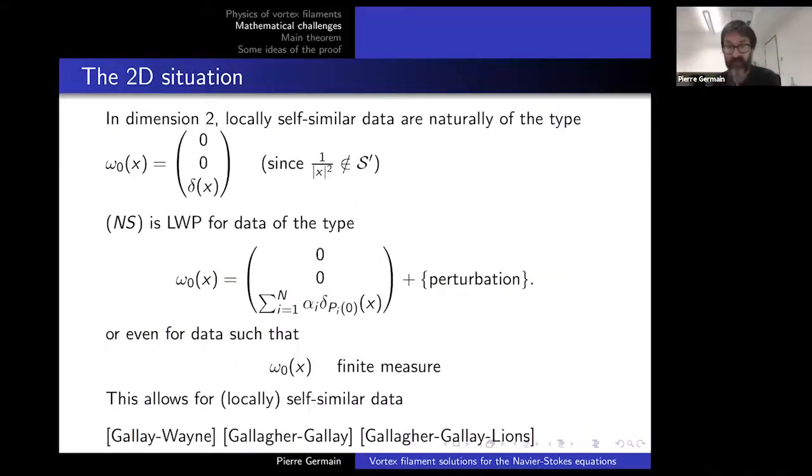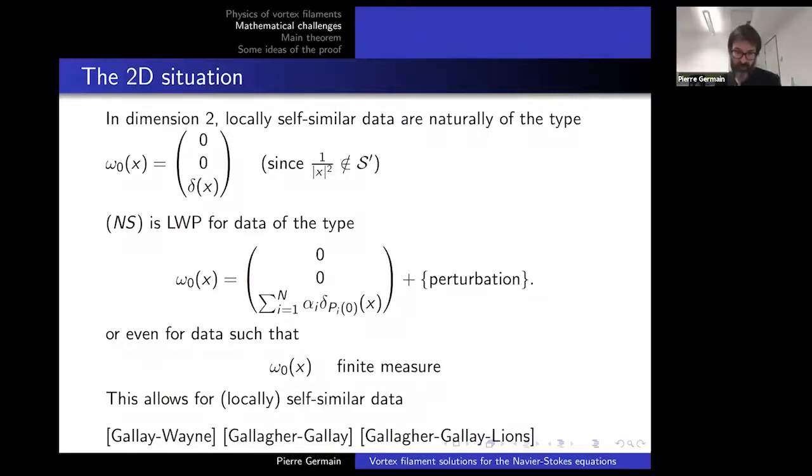Now in 2D, you might ask, does the same problem arise? And the answer is yes. But somehow in 2D, the geometry is much more favorable. Locally self-similar data, or I should say exactly self-similar data, are naturally of the type just given by a delta function, because if you take 1 over x squared, this would be the natural type of scaling invariant data, but it's not locally integrable. So pretty much the only choice you have is to put a delta function if you want self-similar data. And for such data, local well-posedness could be proved.